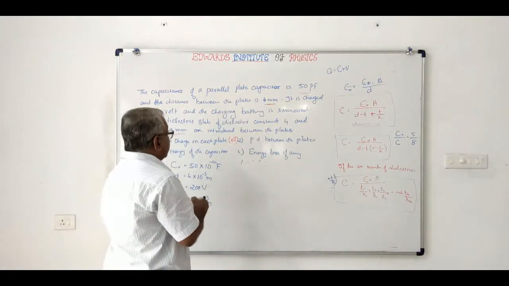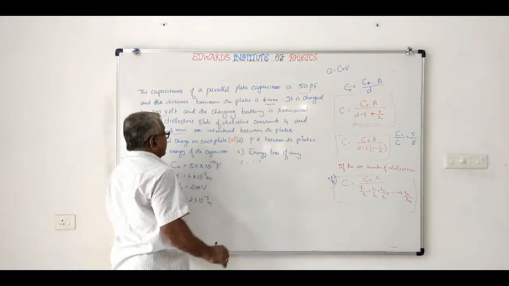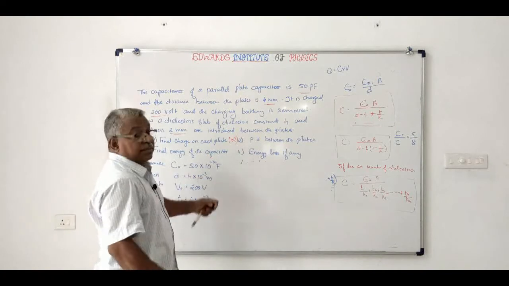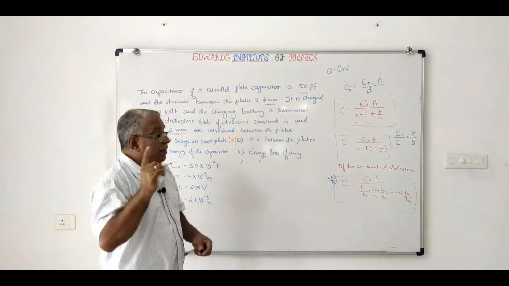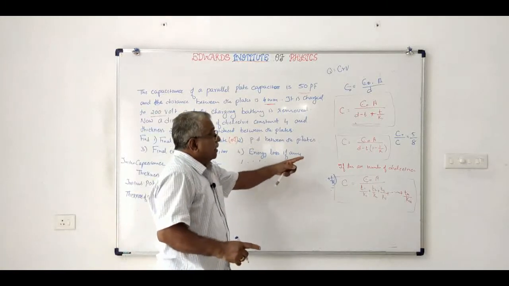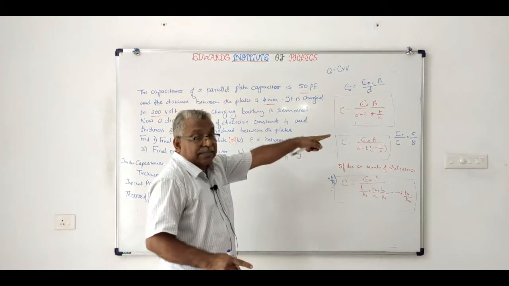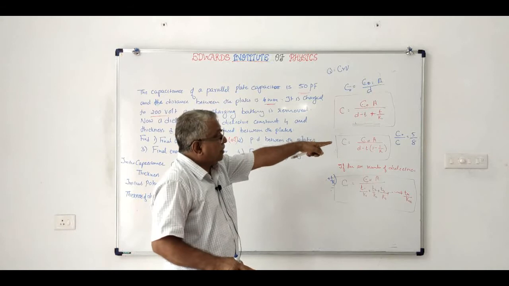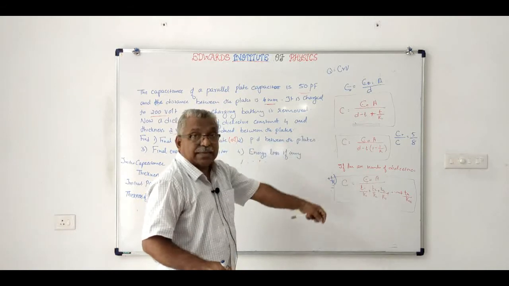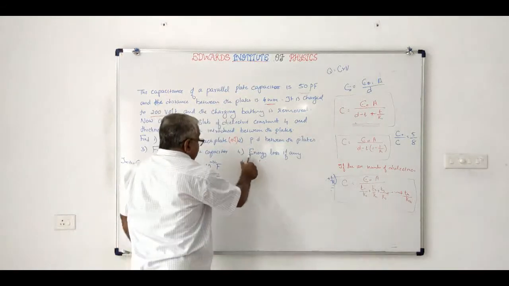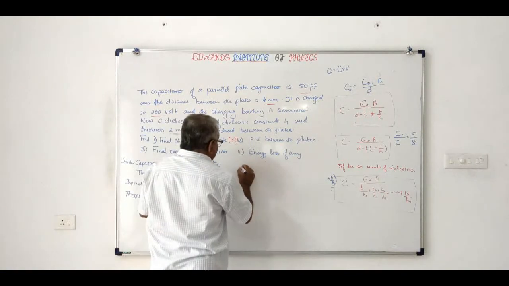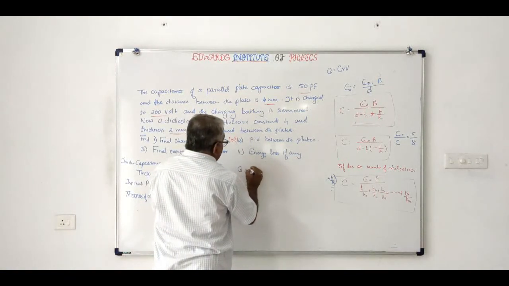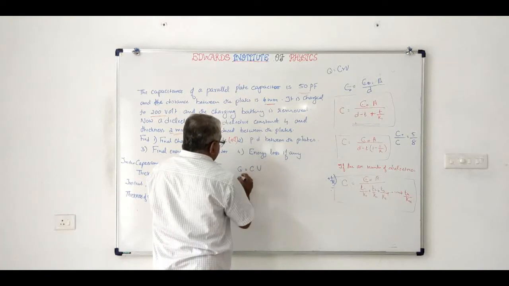So now you have the charge as 10 raised to minus 8 coulombs. One important thing to keep in mind is that the ratio between the capacitances is 5 by 8. Now the charge in both cases will be the same. So we have the formula Q is equal to C into V.